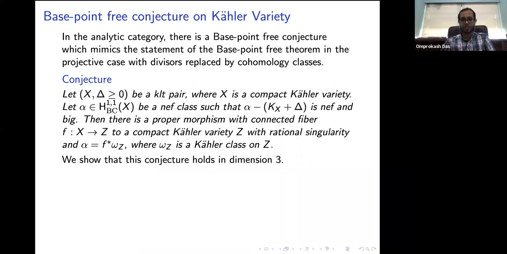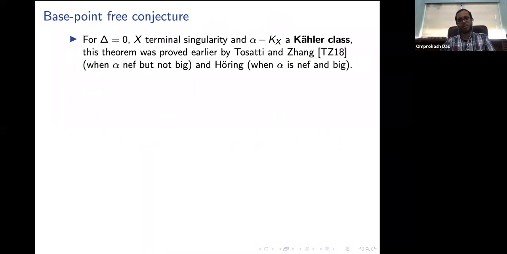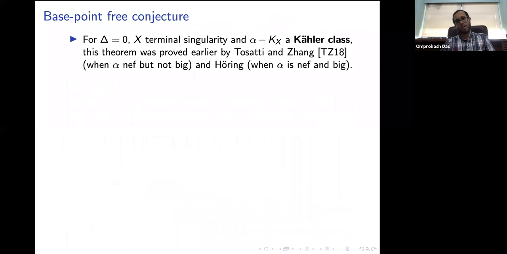So we showed that this conjecture does hold in dimension 3. That is one of our theorems. It's exactly the same statement, just the dimension of X is now 3, and then this does hold. So here is the thing: this theorem that we did is not completely original work, in the sense that this theorem was already proved in special cases, once by Das and Hacon and another case by Höring.